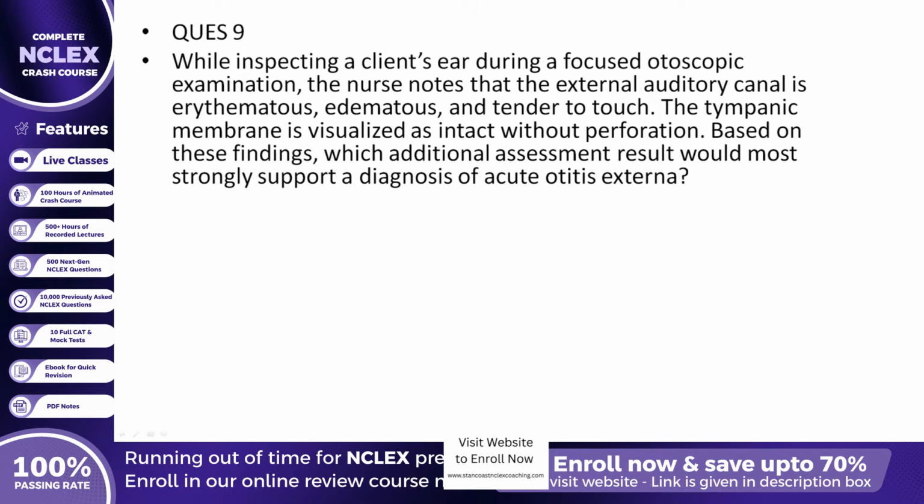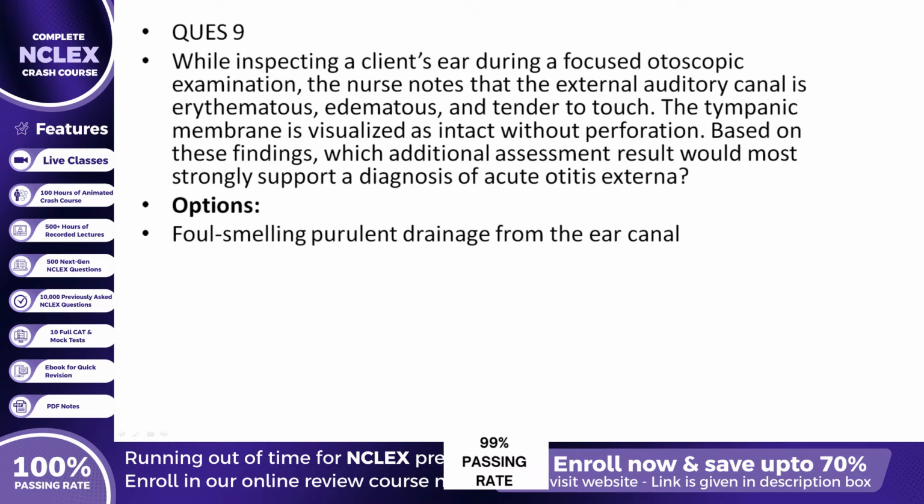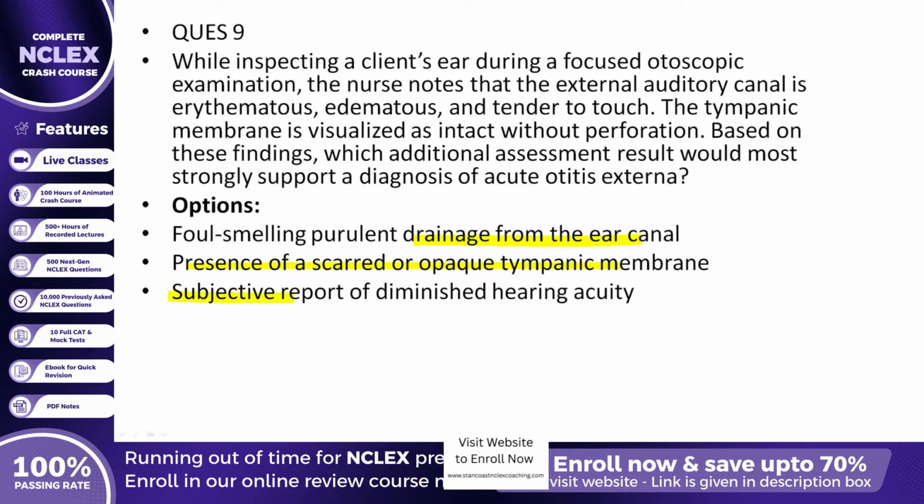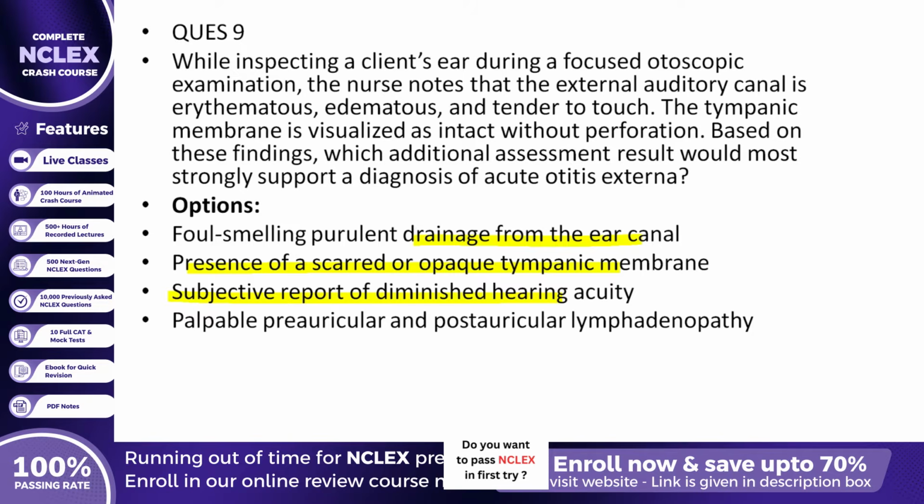NCLEX practice scenario. While inspecting a client's ear during a focused otoscopic examination, the nurse observes that the external auditory canal is red, swollen, and tender to touch, while the tympanic membrane remains intact without perforation. The question asks, based on these findings, which additional assessment result would most strongly support a diagnosis of acute otitis externa? Here are the possible choices. The first option is foul-smelling purulent drainage from the ear canal. The second option is the presence of a scarred or opaque tympanic membrane. The third option is a subjective report of diminished hearing acuity. And the fourth option is palpable preauricular and postauricular lymphadenopathy.